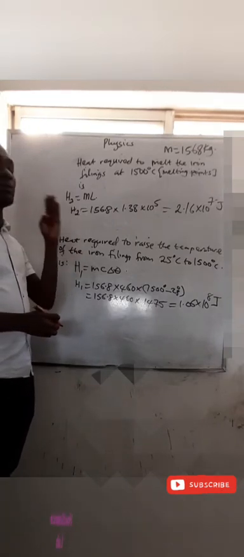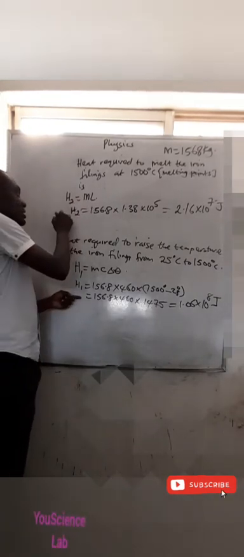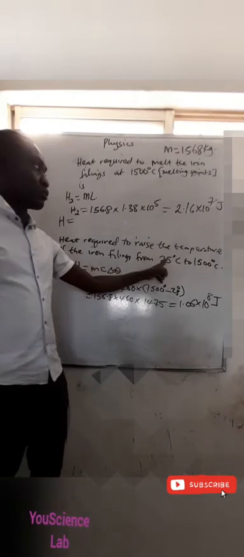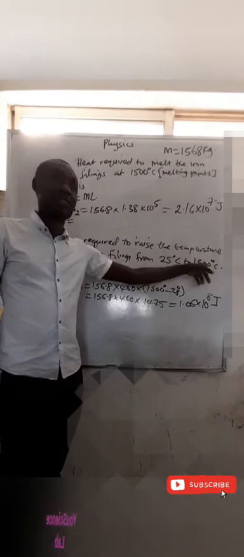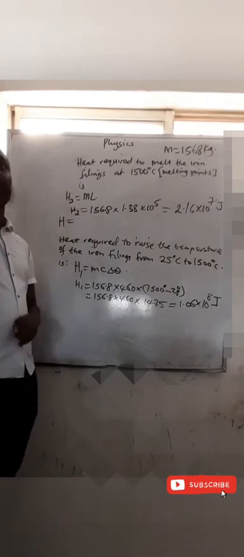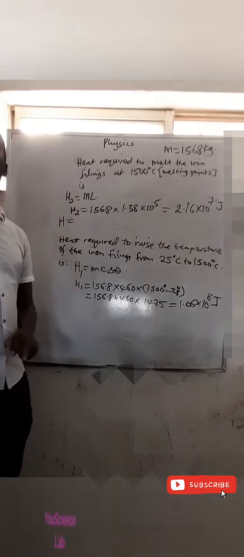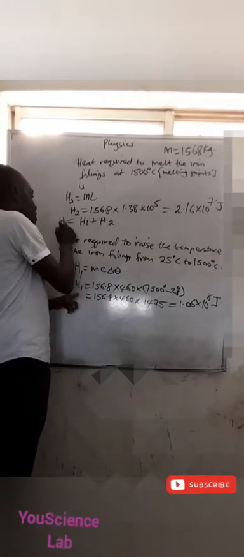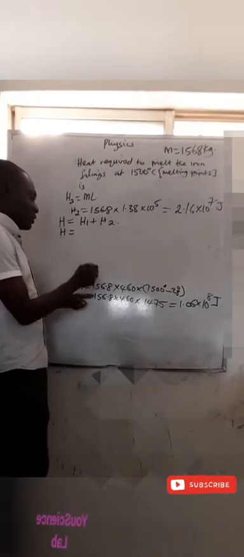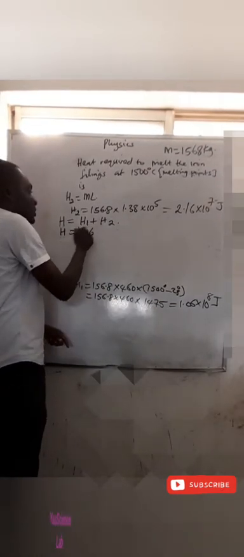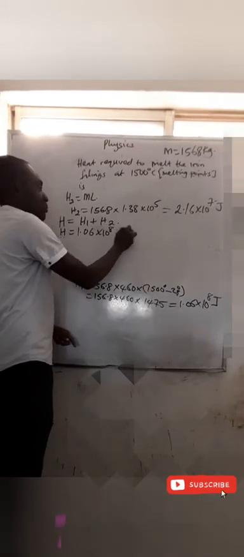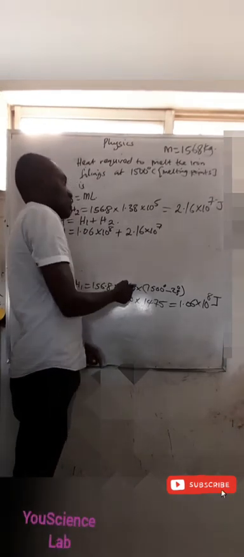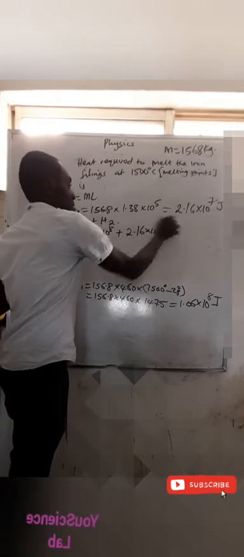So the total heat required to melt it is the heat that raises the temperature from 25 degrees to 1500, which is the melting point, plus the heat required to change the state from solid to liquid. That's H1 plus H2. So H1 is 1.06 times 10 raised to the power 8 plus 2.16 times 10 raised to the power 7. We add them together, they are in joules. So that gives us what?